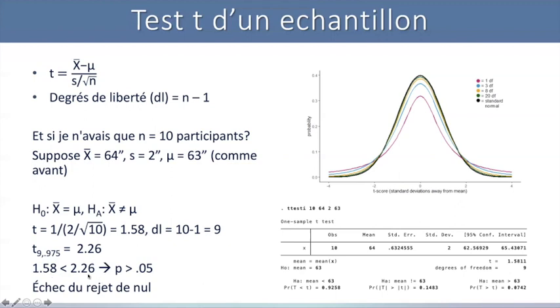1.58 is less than 2.26, so my p is greater than 0.05. I fail to reject the null. My sample is not significantly different from the population value. As before, on the lower right, you can see that I've had the computer do this for me and calculated a p-value of 0.1483 for my sample mean being different from 63, where the exclamation point before the equals means not equal to 63.